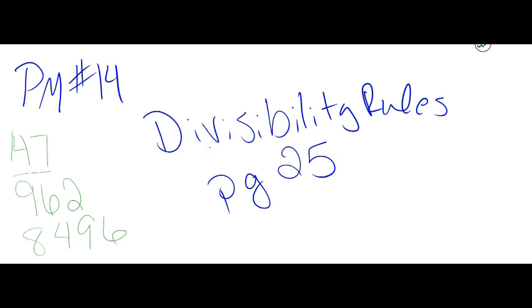8,496 is also divisible by 6 because to be divisible by 6, you need to be divisible by 3 and divisible by 2. And we found that both of those are the case, as the sum of the digits is divisible by 3 and it is even. So it is also divisible by 6.